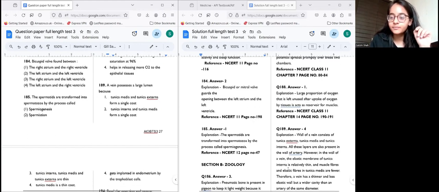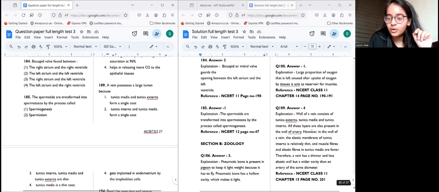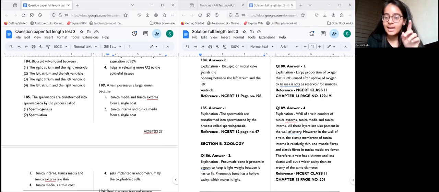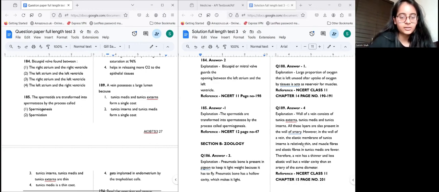But in the artery, the elastic membrane of tunica interna is relatively thick, okay? And the muscle fibers in tunica media are abundant. So because of that, the vein has thinner and less elastic wall. Even though the same number of layers are present in the artery and the vein, in the vein the fibers of tunica media are fewer, and the tunica interna is relatively thinner.